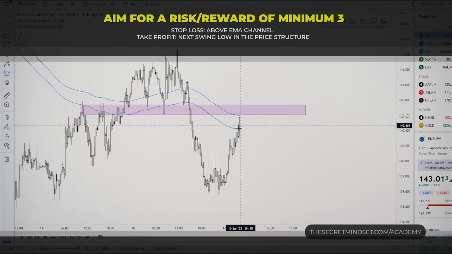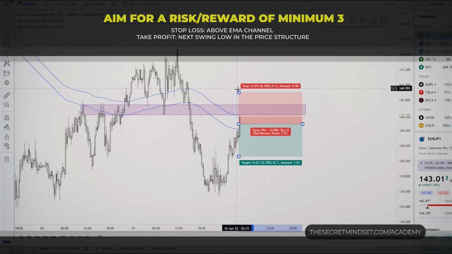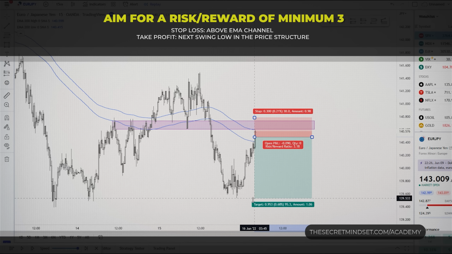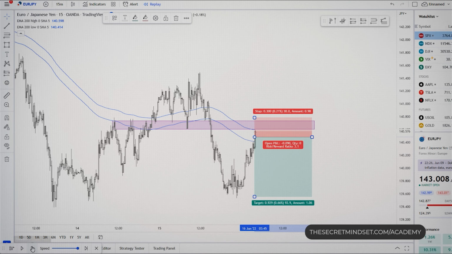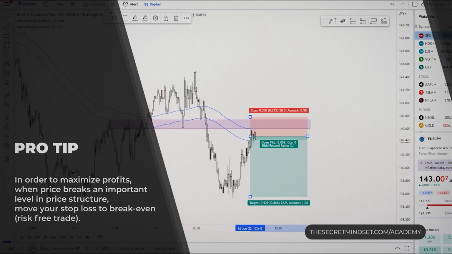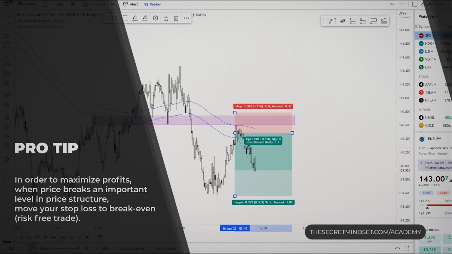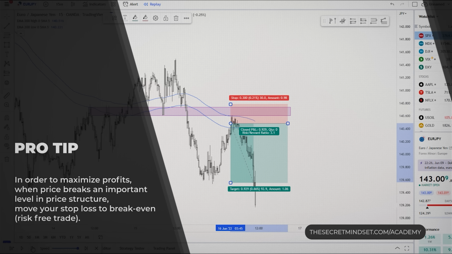Stop loss above the EMA channel, and we target the next swing low in the price structure. That's a risk to reward ratio of 3, which is the minimum target you should aim for. If you want to maximize profits when price breaks an important level in the price structure, you move your stop loss to lock in profits.